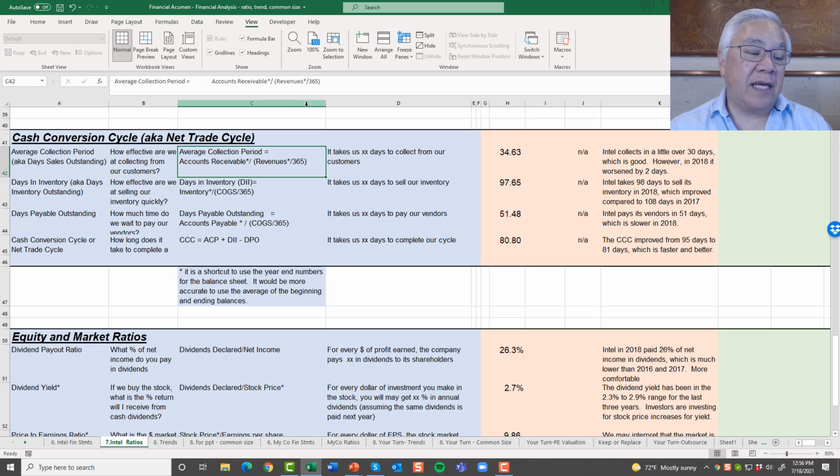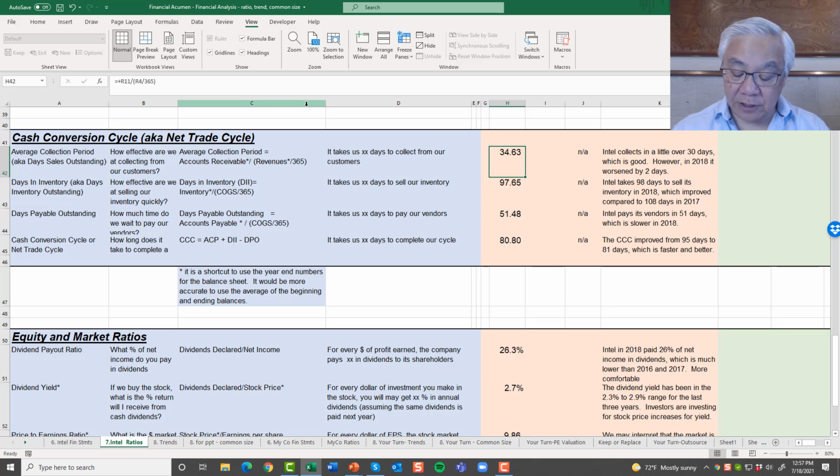The first is, what is the average collection period? How long does it take us to get money from our customers? The formula is accounts receivable divided by the average daily sales. So we have total receivables divided by average daily sales equals how many days it takes us to collect our receivables. Let's do this one from scratch.